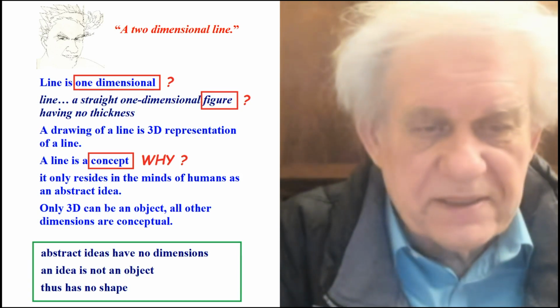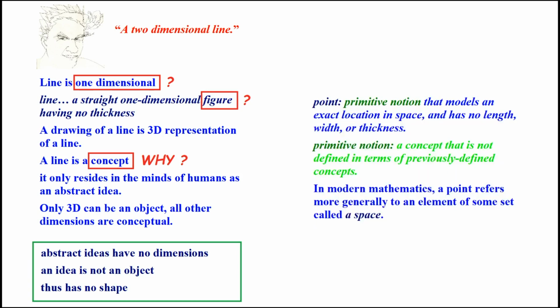And here's the point that they just mentioned. Point: a primitive notion that models an exact location in space and has no length, width, or thickness. So what kind of geometric figure is that? What is the shape of a point if it has no length, width, or height, which they call thickness? And it says it's a primitive notion. What is that? It's a concept that is not defined in terms of previously defined concepts. We learned a lot.